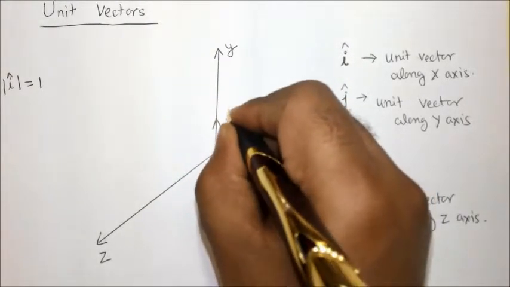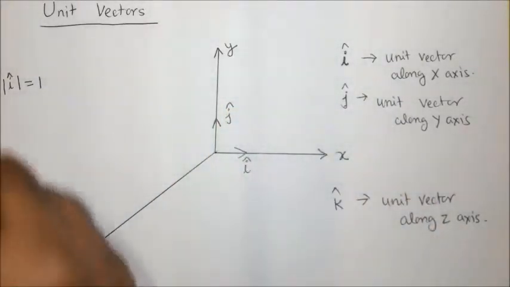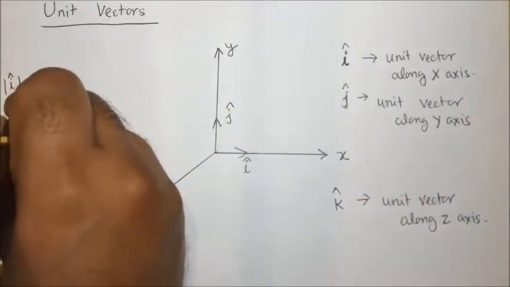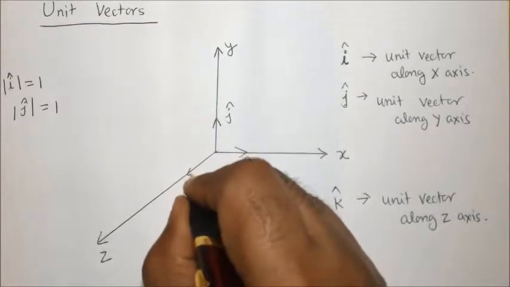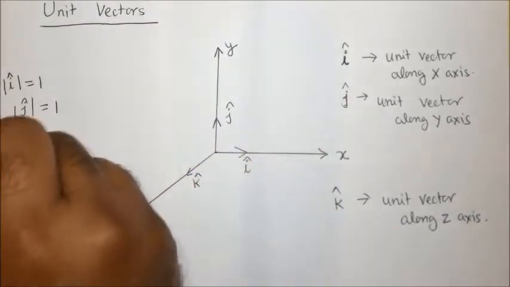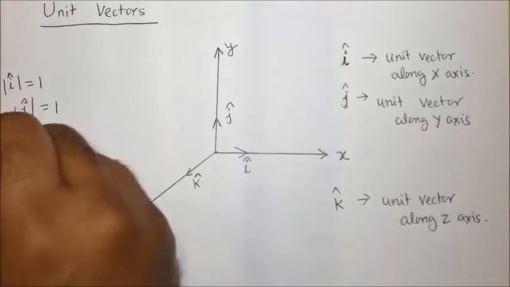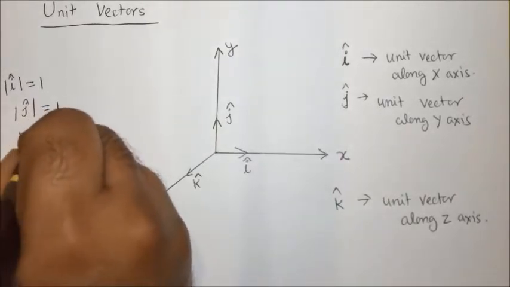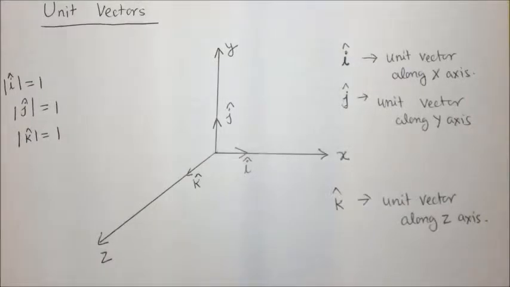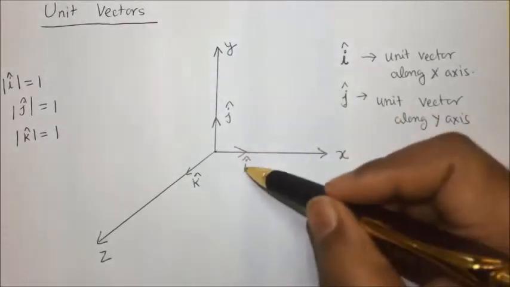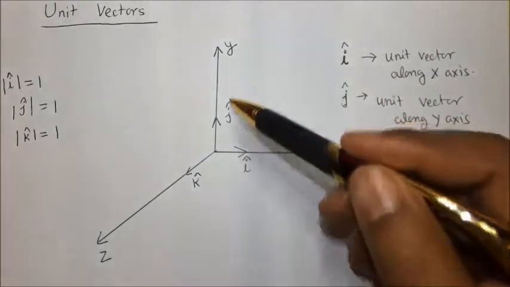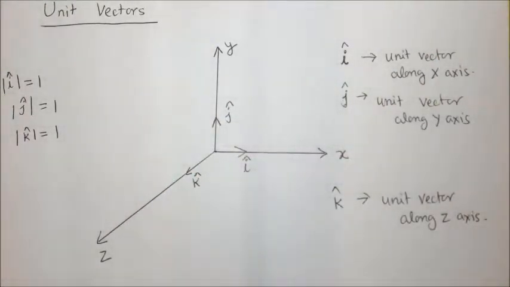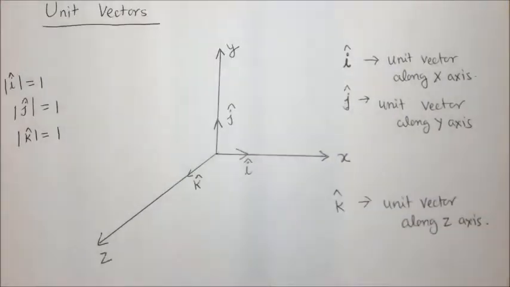J cap is unit vector along y-axis, so magnitude of J cap is 1. K cap is unit vector along z-axis, so magnitude of k cap is equal to 1. So I, j, k are unit vectors along x-axis, y-axis and z-axis. All these vectors have magnitude 1.